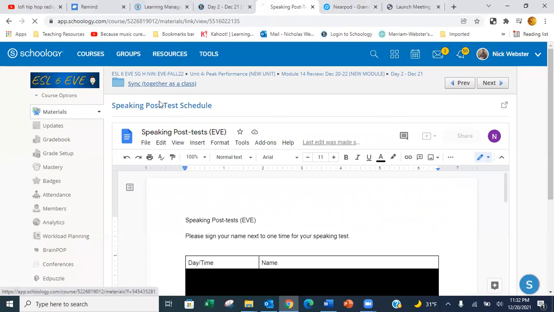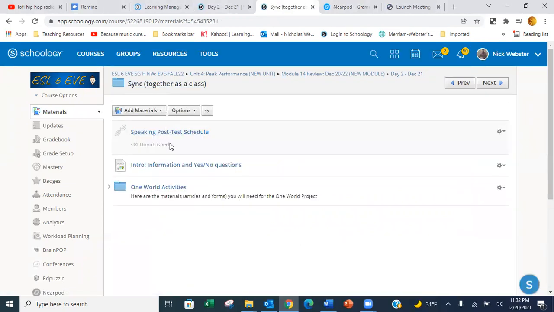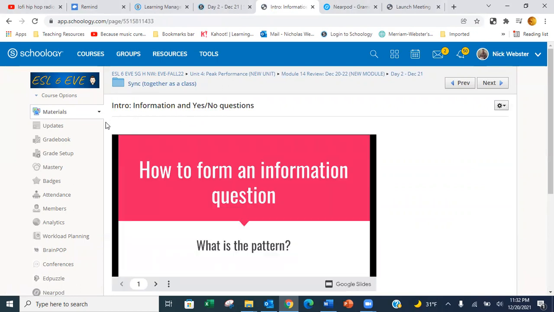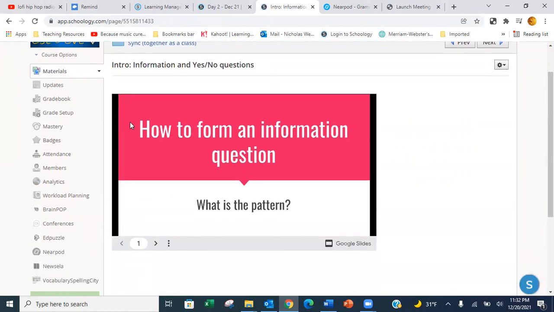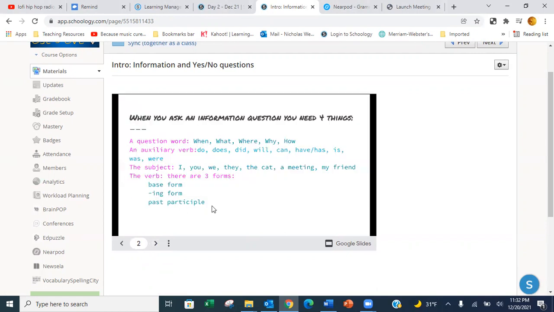All right, also in the sync folder, while I'm doing speaking tests, you will independently work in groups. Click on Intro, Information, and Yes, No questions. So this gives you information about how to form an information question. Here's the grammar that explains how to make those questions. So slide 2 can help you with the rest, with the next few slides. It'll help you to answer the questions.